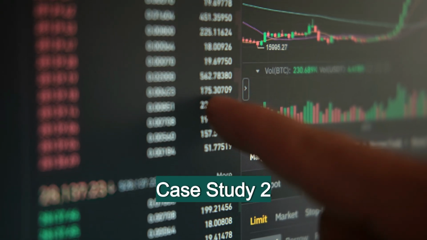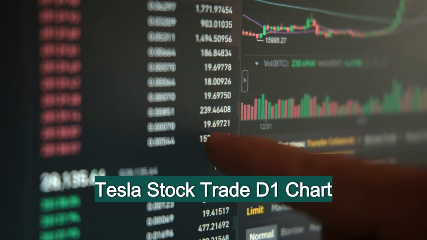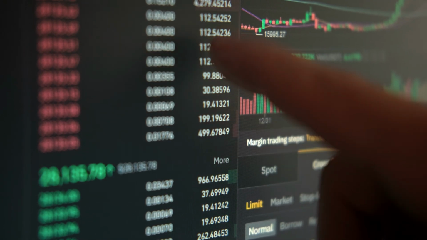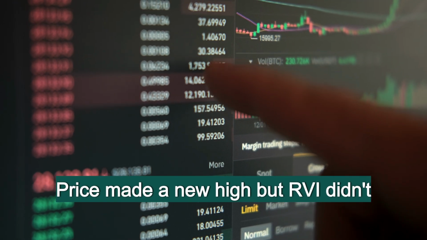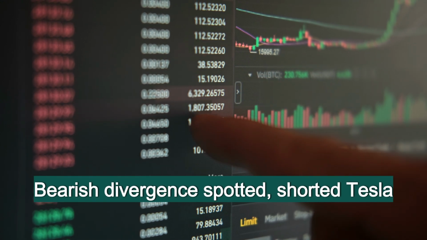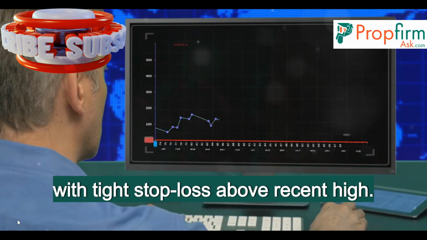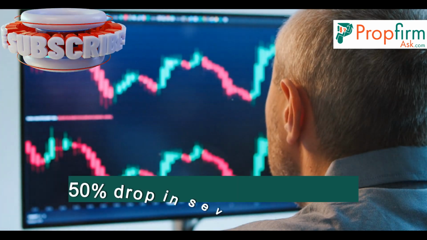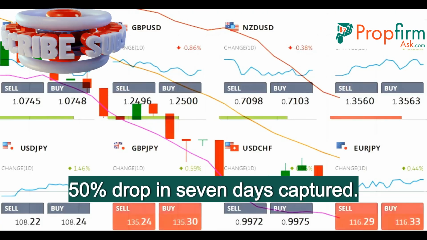Case Study 2. Tesla stock trade, D1 chart. Price made a new high, but RVI didn't confirm. Bearish divergence spotted, shorted Tesla with a tight stop loss above the recent high. 50% drop in 7 days captured.